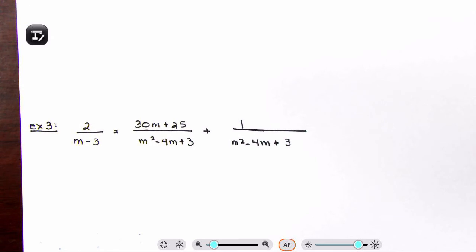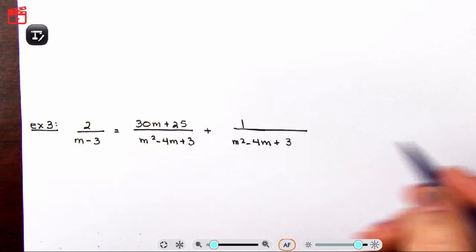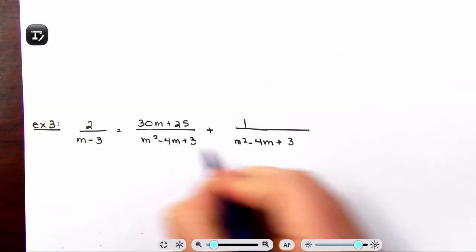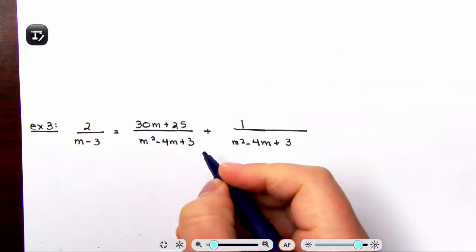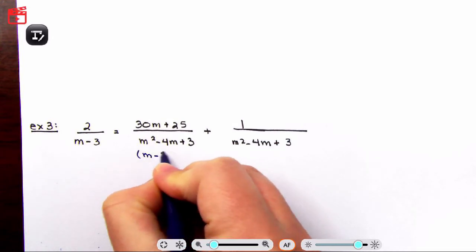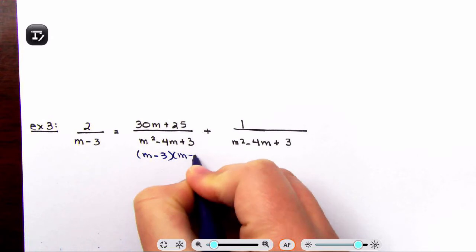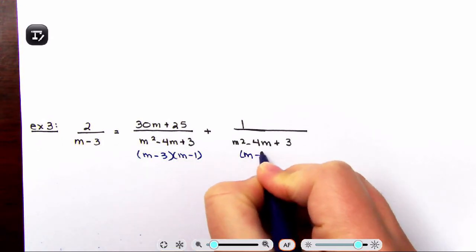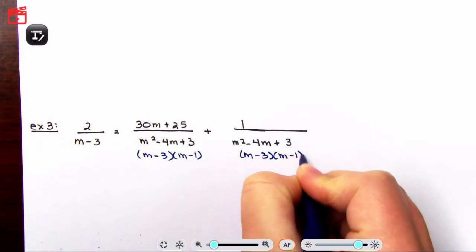All right, so step number 1 is you want to factor all of your denominators. So I'm noticing that these two are the same, which I'm doing a happy dance. So this one's going to be m minus 3 and m minus 1, excuse me. So m minus 3, m minus 1.